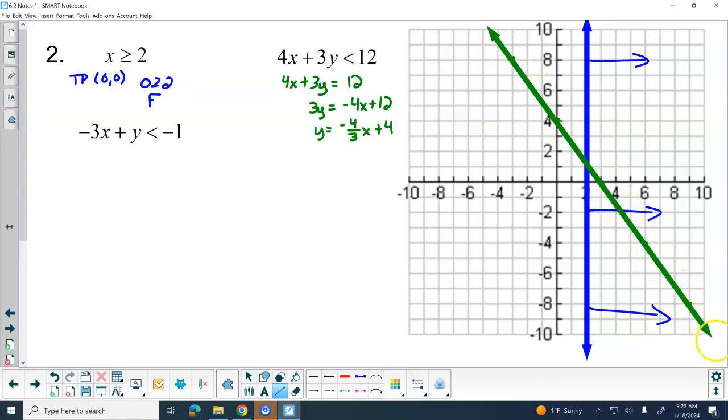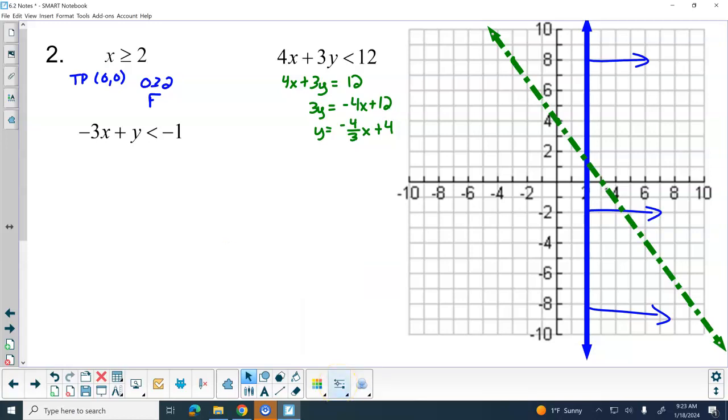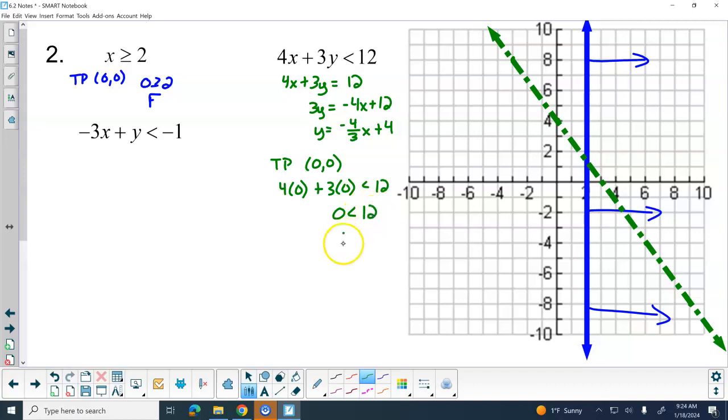Oh, that didn't come out dashed. Then I utilize the test point of the origin again. So that's going to be 4 times 0, which is 0, plus 3 times 0, which is 0. 0 plus 0 is 0, and 0 is less than 12. So that's going to be the bottom side of it, but I'm only really worried about down here, right? Because up here, it's not going to be in my final answer, so I don't have to worry about that anymore.